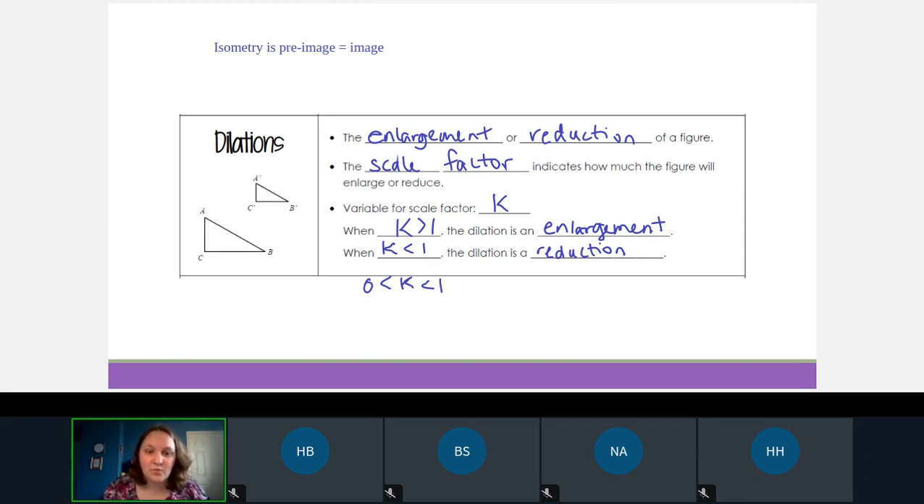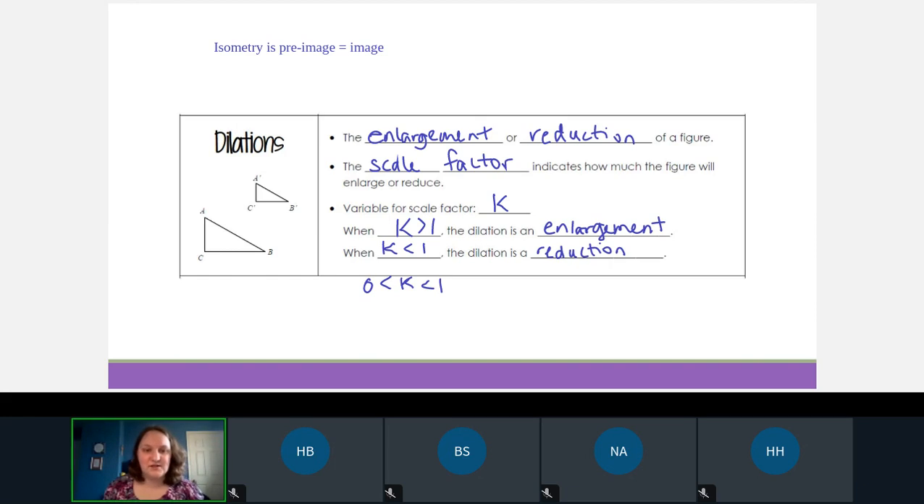So what are some numbers that are greater than 0, but less than 1? Any fraction that's less than 1. Navira says 1/4. That's perfect. Lydia says a half. Perfect. Ooh, Haley got fancy. 0.7. Yep. Now, usually our scale factors are going to be written as a fraction. Okay. So usually you're going to see a fraction.